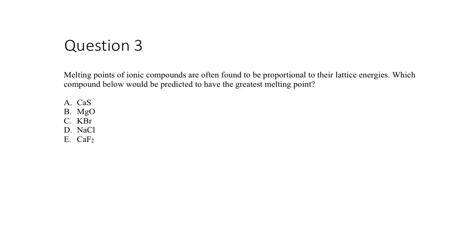Question 3. Melting points of ionic compounds are often found to be proportional to their lattice energies. Which compound below would be predicted to have the greatest melting point? The greatest melting point is a compound with the highest lattice energy. Highest lattice energy is going to be the compound with the greatest magnitudes of charge or the smallest ions.